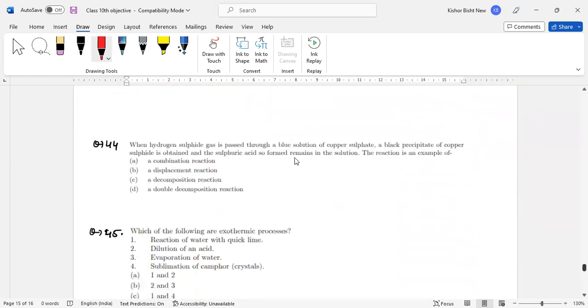44. When hydrogen sulfide gas, H2S gas, is passed through a blue solution of copper sulfate, that is, aqueous copper sulfate solution, a black precipitate of copper sulfide, CuS, will form. Black plus what will form? H2SO4 is obtained, and this sulfuric acid formed remains in the solution.